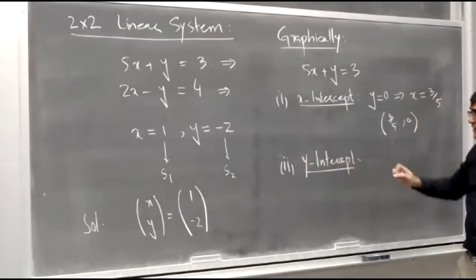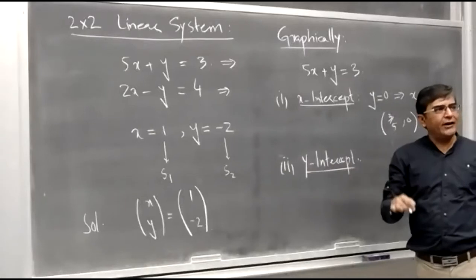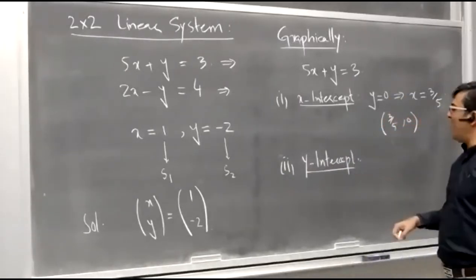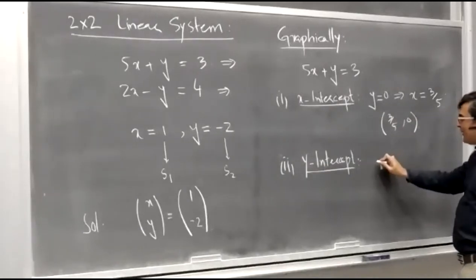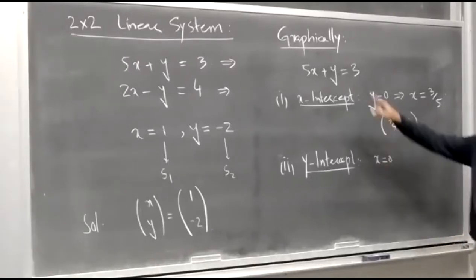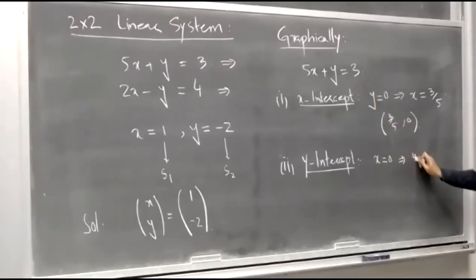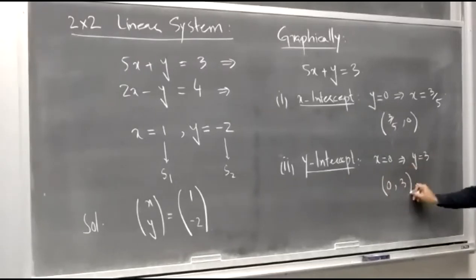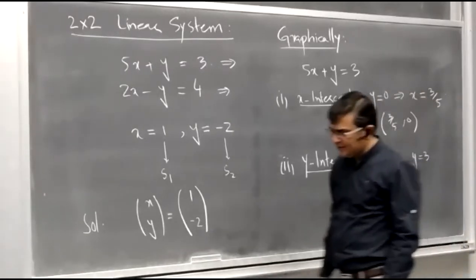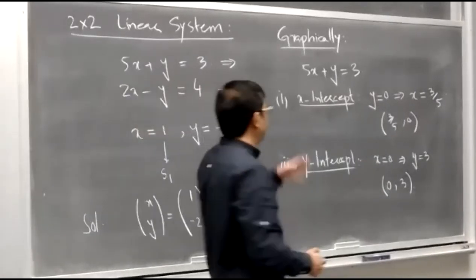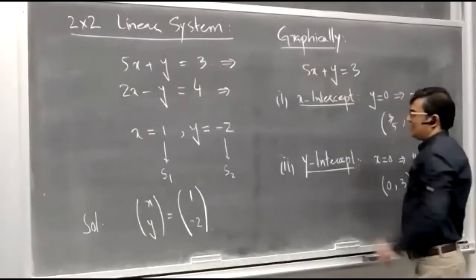Y-intercept is the point where that straight line crosses the y-axis. So where does it cross the y-axis? Where x will be zero. Now, if you put x equal to zero here, what do you get? You get y is equal to 3. So you get another point, which is the y-intercept. Now you have two points. You can easily plot that straight line, 5x plus y is equal to 3.